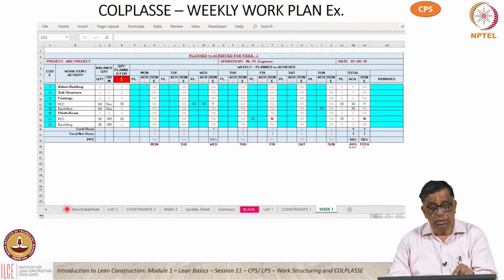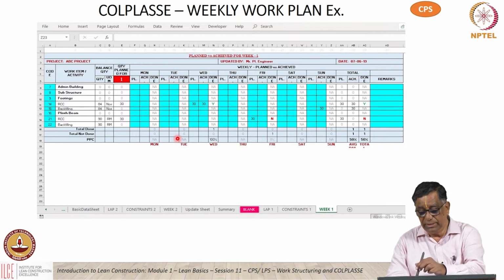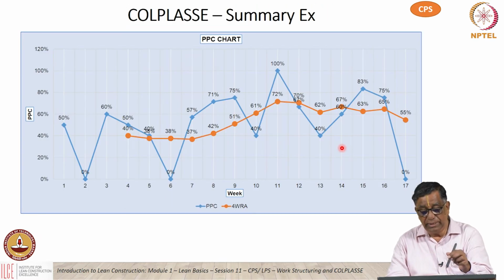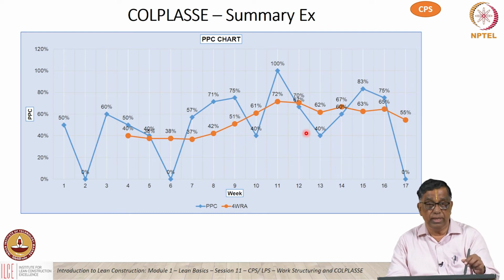So, here the required quantities come in again from the look ahead planning, and the actual quantities are entered on a daily basis depending on the actual performance, actual production. Then the PPC comes automatically, and the PPC gets plotted along with the actual plot and a moving average. You can specify you want a 4-week moving average, 6-week moving average, and so on.